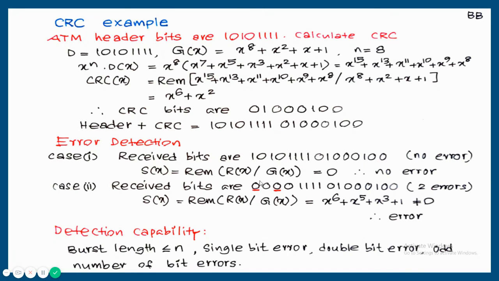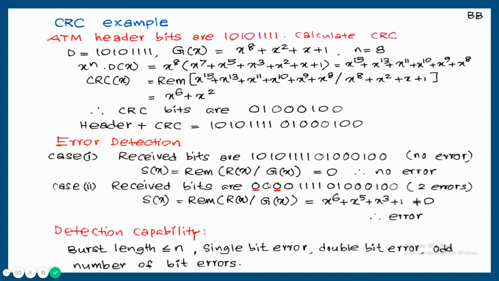Second case, received bits are as follows, I just made two errors here. The first bit is an error, the third bit is also an error. Originally it was 1 and the third bit was 1, and here I made 0, 0. The syndrome polynomial is calculated, and the syndrome polynomial is x raised to 6 plus x raised to 5 plus x cubed plus 1. Here we just want to verify whether the syndrome polynomial is 0 or not. Here the polynomial is not 0, so that's an indication that an error exists. So this should be rejected. Send an acknowledgement back to the transmitter. Maybe the previous cell is going to be retransmitted again.